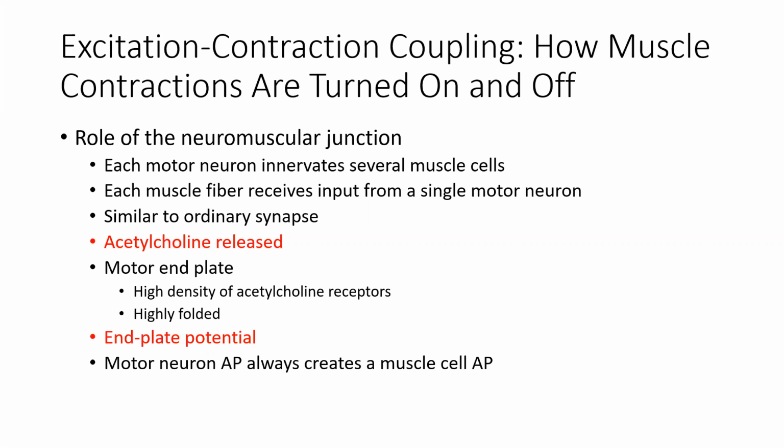So an end plate potential is basically the action potential, the result of the action potential on skeletal muscle. We said that it's always strong enough to bring about muscle contraction. We also said that it's always excitatory. There's no such thing as an inhibitory response on the motor end plate. Always excitatory, always strong enough to bring about or generate muscle contraction. And that is going to basically excite the muscle.